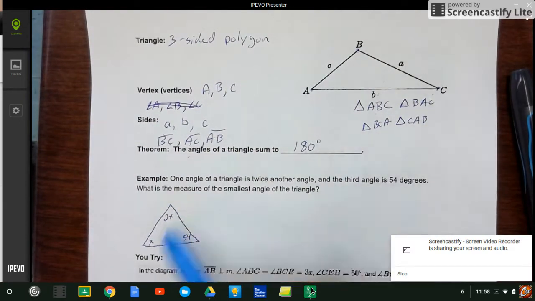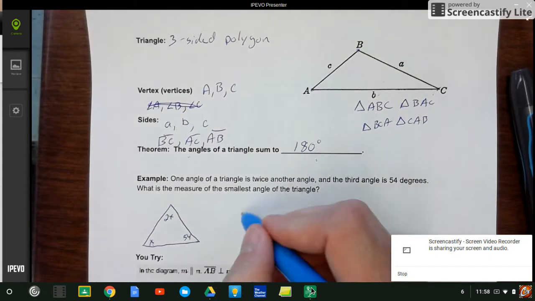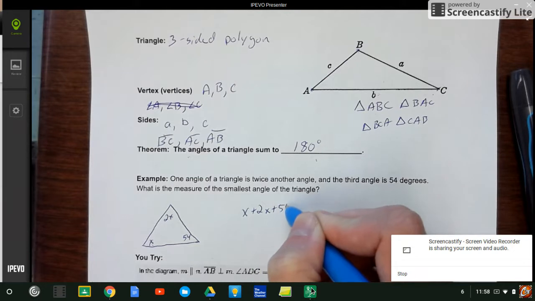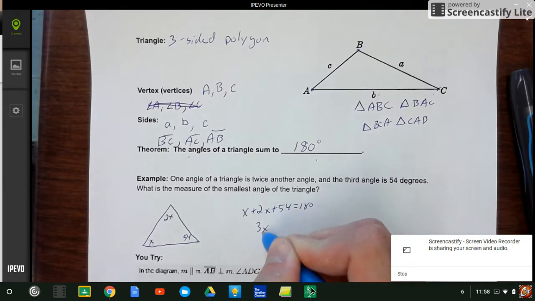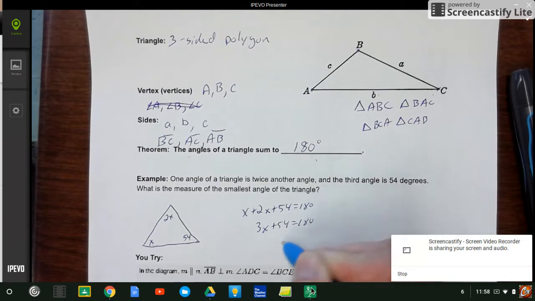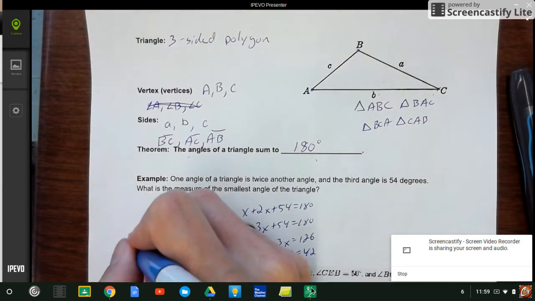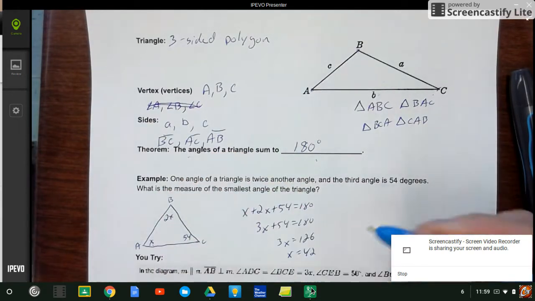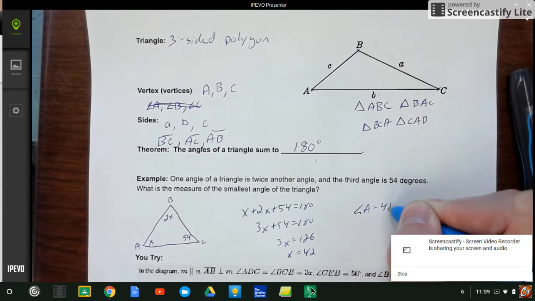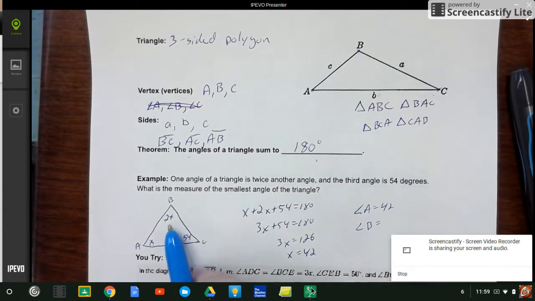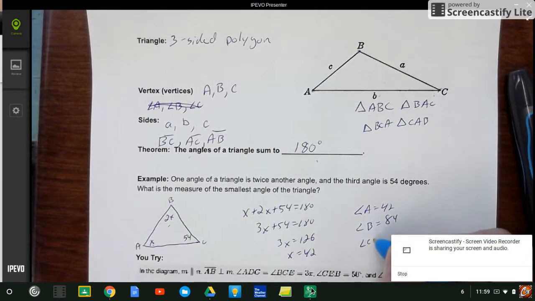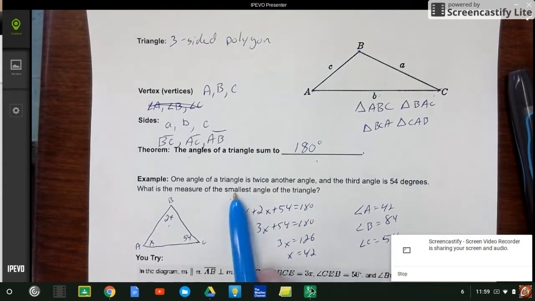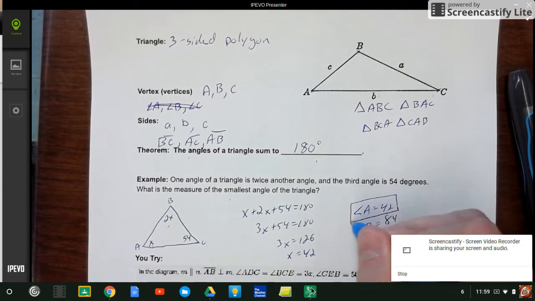Not a problem. We know that these angles have to add up to 180. So X plus 2X plus 54 equals 180. So 3X plus 54 equals 180. 3X equals 126. So X is 42. So that means my angles now are, you know what? Let's label these. Let's call this A, B, and C. So my angle A is 42. Angle B is twice that, so 84. And of course, angle C is the 54. So what's the smallest angle? There's my answer, 42 degrees.